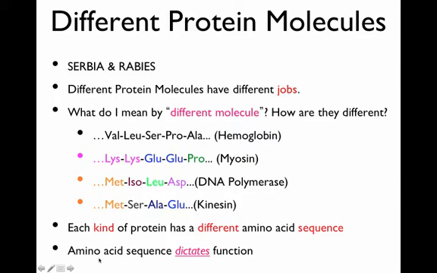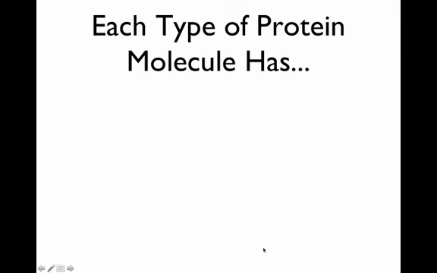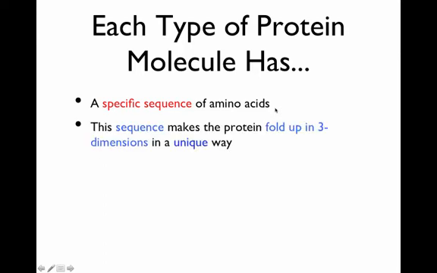In other words, it's the order that the amino acids are attached in that controls what type of job the protein does. And so each type of protein molecule has a specific order of amino acids that are attached in a certain way. The order that the amino acids are attached in actually makes the protein fold up in 3 dimensions in its own unique way.